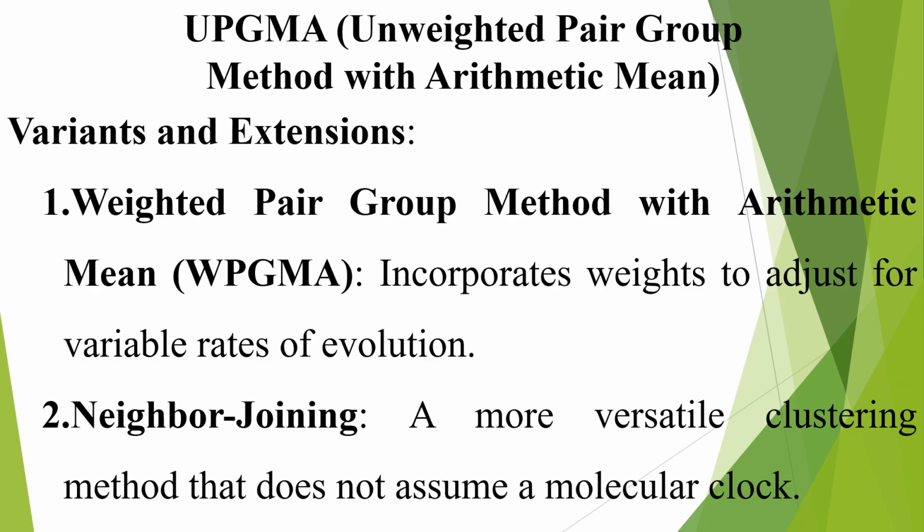Variants and extensions. 1. Weighted pair group method with arithmetic mean incorporates weights to adjust for variable rates of evolution. 2. Neighbor joining. A more versatile clustering method that does not assume a molecular clock.